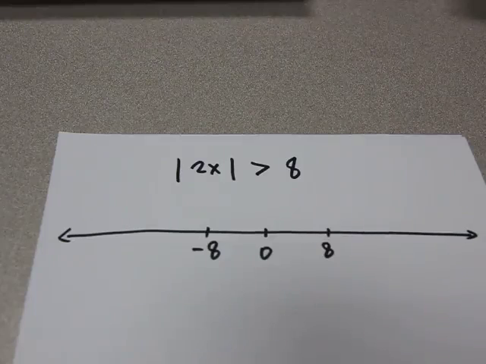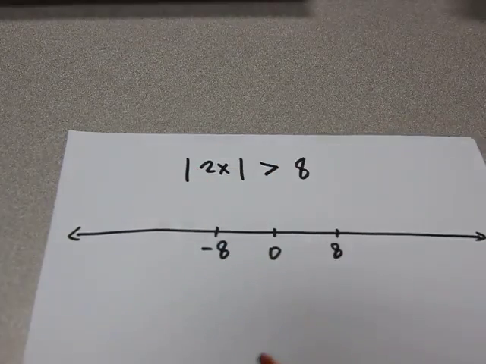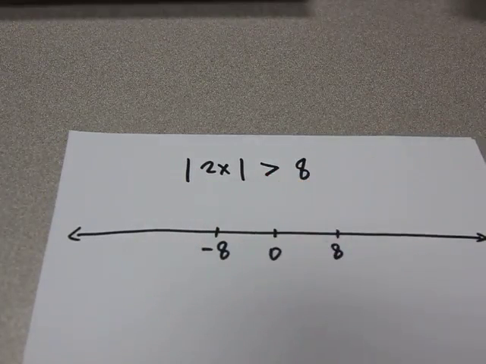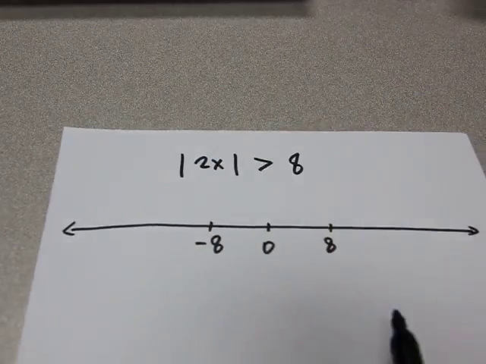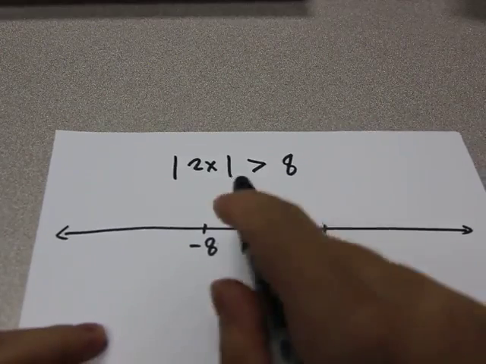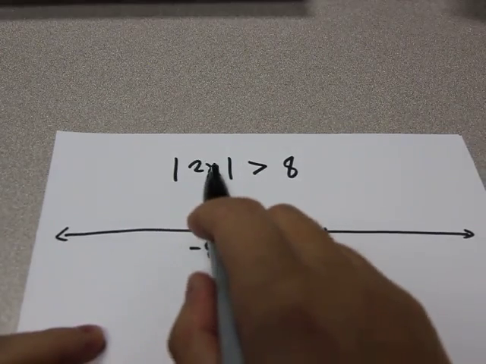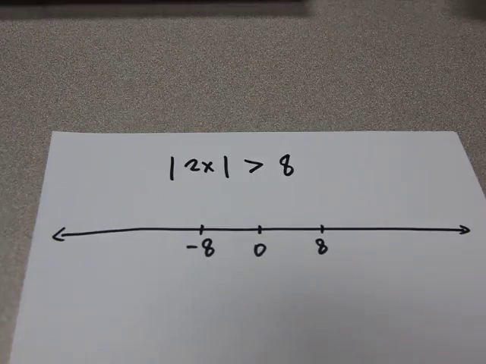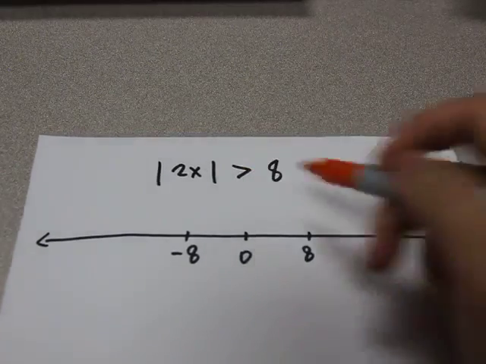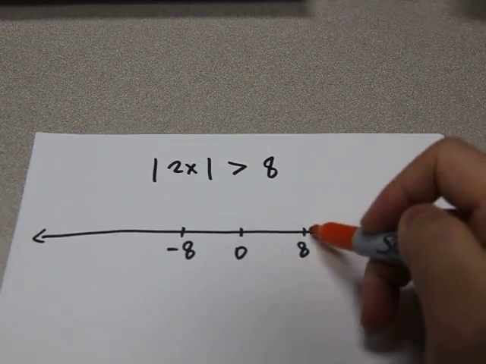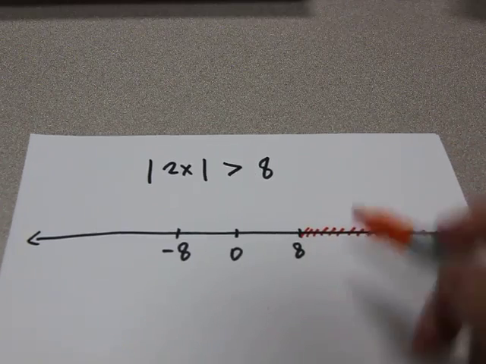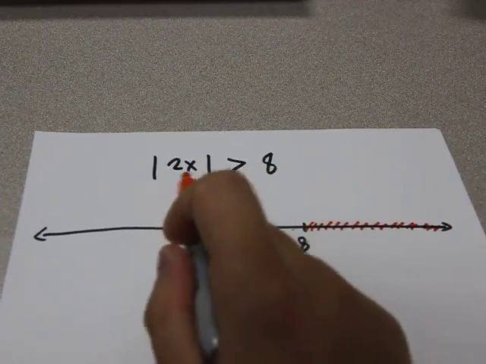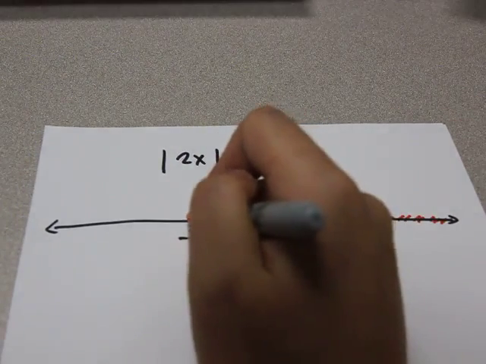Okay, now let's take a look at another example. This time we have the absolute value of 2x greater than 8. Since the absolute value of 2x is greater than 8, that means the distance from this number 2x to 0 is bigger than 8. Therefore, 2x has to be greater than 8, and 2x has to be less than negative 8.